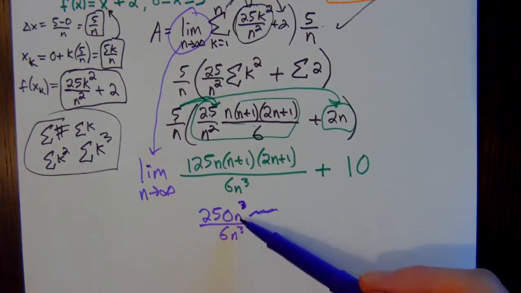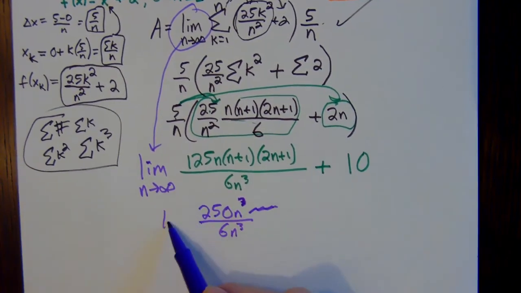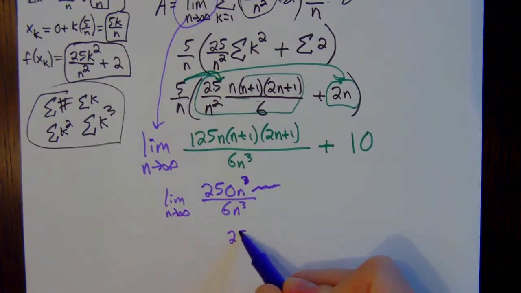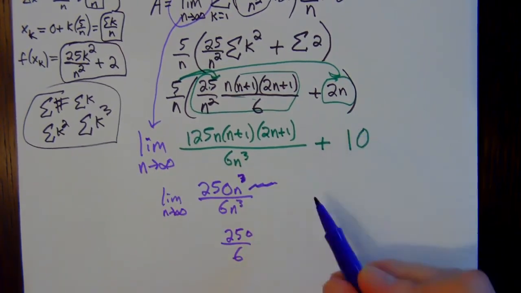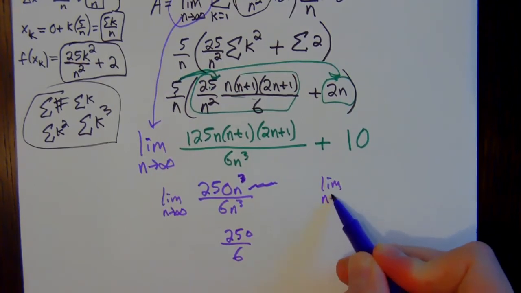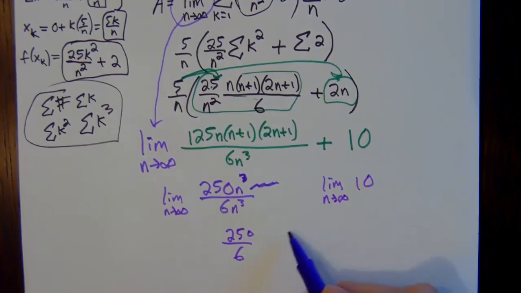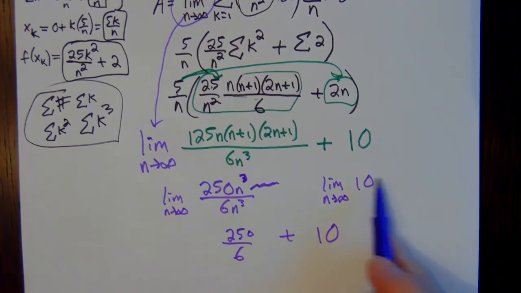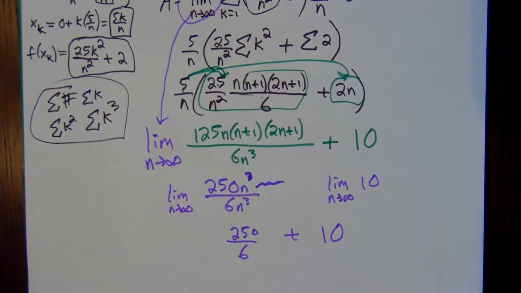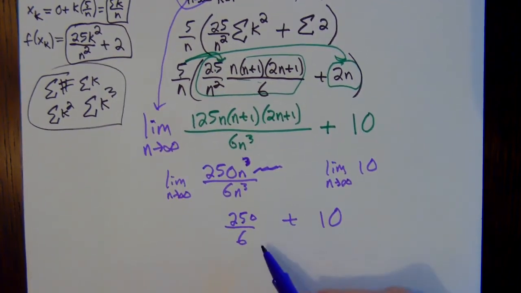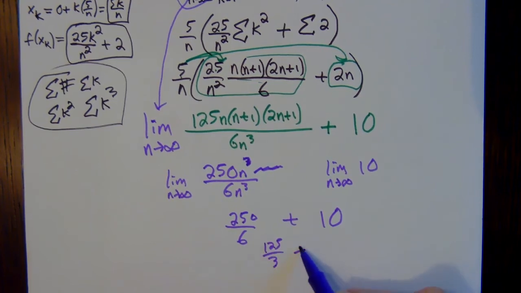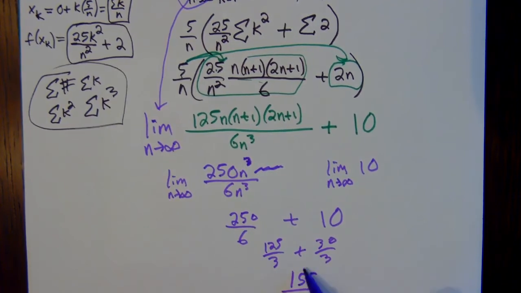Notice that the degrees are the same. Anytime those degrees are the same and you're doing a limit as n approaches infinity, it's just going to be those leading coefficients. So that portion is just going to be 250 over 6. And then you're also doing a limit as n approaches infinity of the 10. Whenever you do the limit of a number, it's always equal to that number, because that's just a horizontal line. No matter where you're at, your y's are approaching that number of 10. So you've got 250 over 6 plus 10. That's like 125 over 3 plus the 10, which is 30 over 3. So this is going to give us 155 over 3.